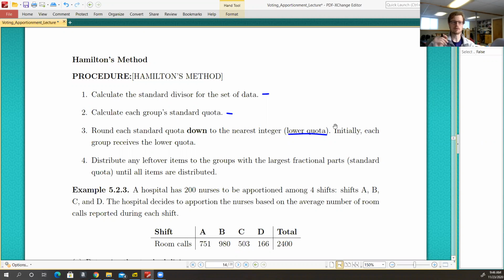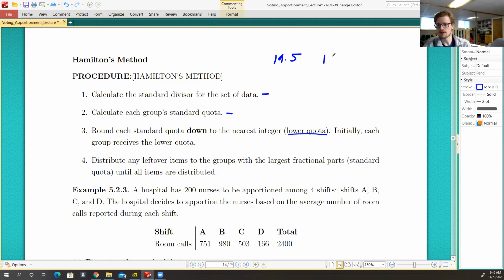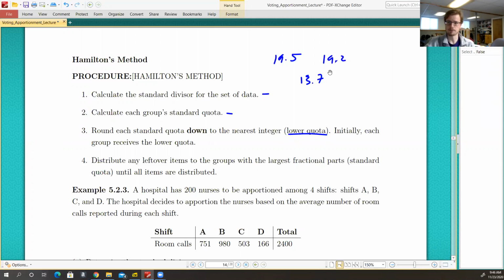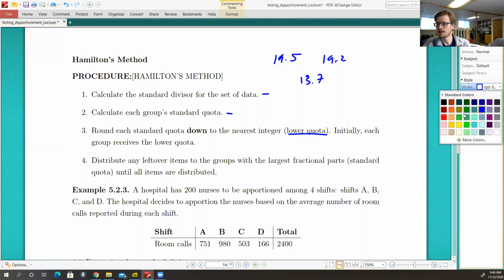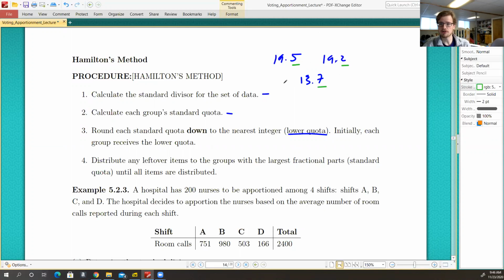So what we do is we say, all right, well, let's give out the remaining items to the groups that have the largest fractional portion. So what I mean is if I'm supposed to distribute 19.5 of the items to one group, and I'm supposed to distribute 19.2 to another group, and let's say 13.7 to some other group, then what I'm going to do is I'm going to focus on the fractional portion, the 0.5, the 0.2, and 0.7, and observe which ones are larger than others.